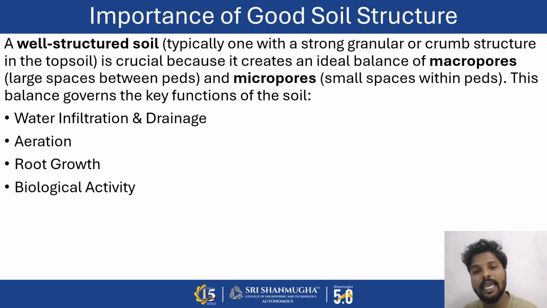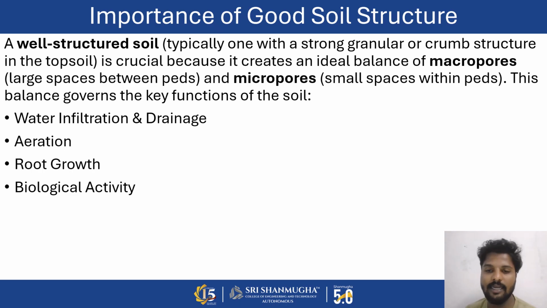The final one is biological activity. Biological activity encompasses the life cycle of earthworms, fungi, bacteria, and other fauna that are fundamental to nutrient cycling and soil health. Good soil structure ensures the presence of both oxygen and moisture. It also provides sheltered spaces and food resources. So this creates a habitable environment that supports a large and diverse population of microbes and fauna. These organisms are critical because their activity continuously helps form and stabilize new soil aggregates, so perpetuating the good structure.